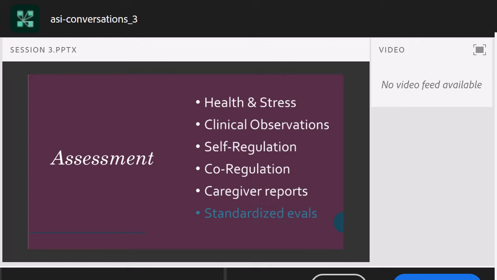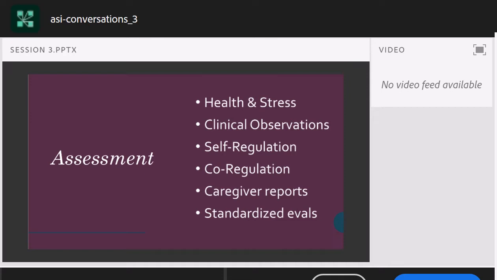Caregiver reports are another important way of getting information, and so occupational interviews can be a good way to do that. And I realize that we have at least one physical therapist, I believe, who's present. So my apologies for not including you explicitly, but I do know you're here. So thanks for bearing with the OT-based lecture.